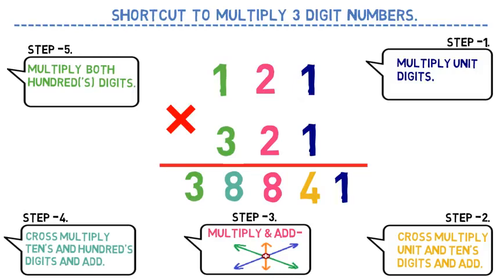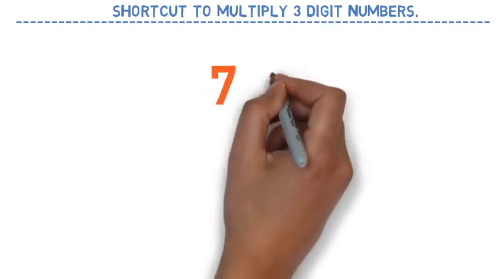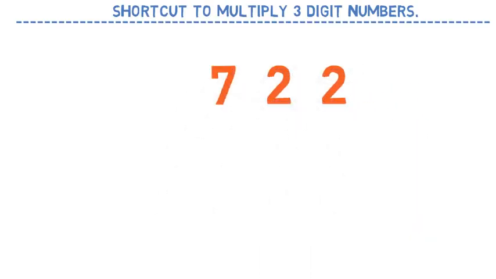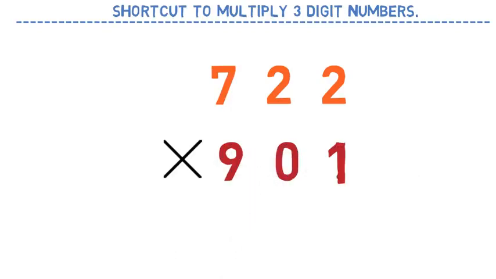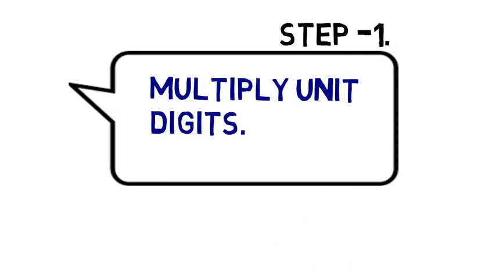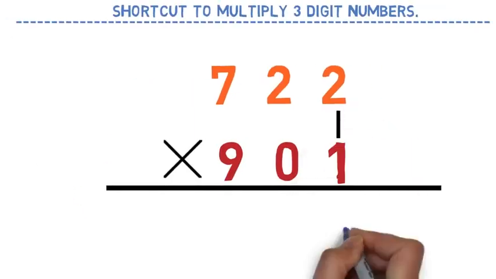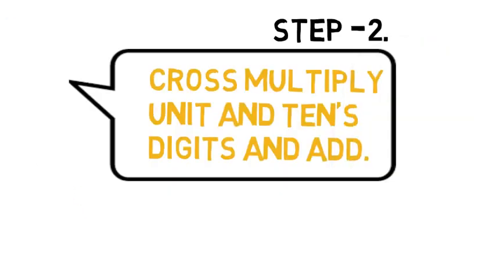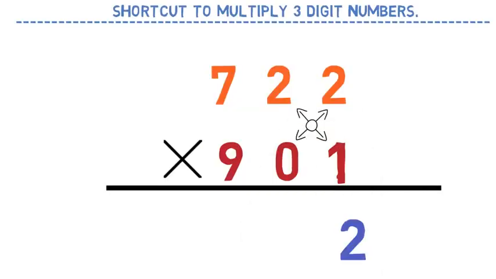Now let's move on to another question which is little more complex than this, which contains some carry. So let's try to solve the question 722 into 901. Definitely there would be carry, right? Now from step 1 we know we need to multiply the unit digit. 2 into 1 is 2. Step 2, cross multiplication of unit and tens digit. We have 2 into 1 is 2 and 2 into 0 is 0. 2 and 0 is 2.